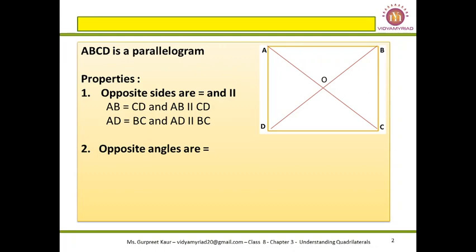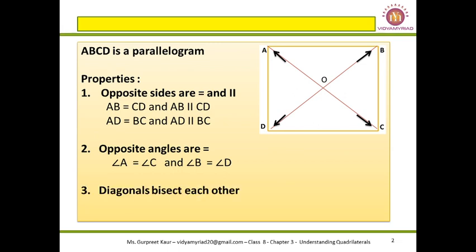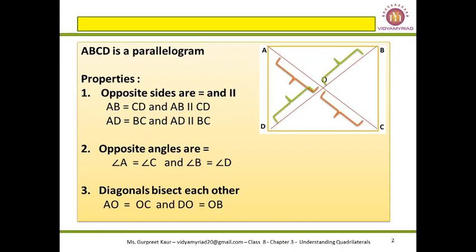Another property is that opposite angles of a parallelogram are equal. That means angle A is equal to angle C and angle B is equal to angle D. Thirdly, diagonals bisect each other. It means AO will be equal to OC and DO will be equal to OB. So these are the few properties which you should know for a parallelogram.